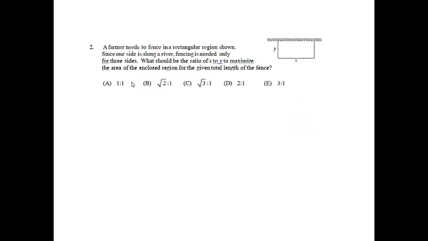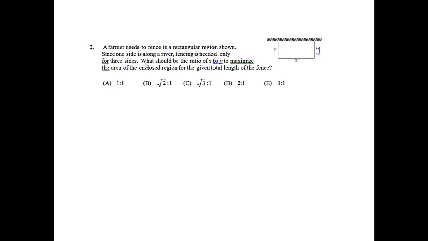Okay, 2. A farmer needs to fence in a rectangular region shown. Since one side is along a river, fencing is needed only for 3 sides. What should the ratio of x to y be to maximize the area of the enclosed region for the given total length of the fence? All right, first thing that I'm going to do in this drawing, I'm going to put another y there because I will need another y.